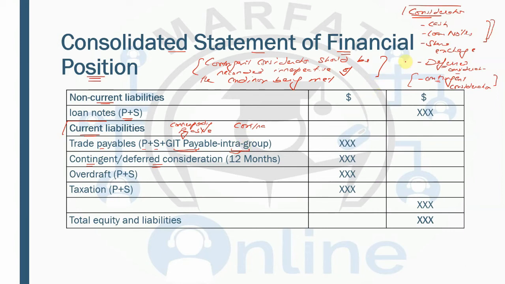But because these deferred and contingent considerations belong to the future, we have to calculate the present value. And we have discussed this many times in IAS 16, IAS 36, how to calculate the present value. So present value is future value times (1 plus r) raised to power minus n. And there will be the concept of unwinding as well, which you already know from the previous standards. And then there will be overdraft, parent plus subsidiary, and then there will be taxation, parent plus subsidiary.